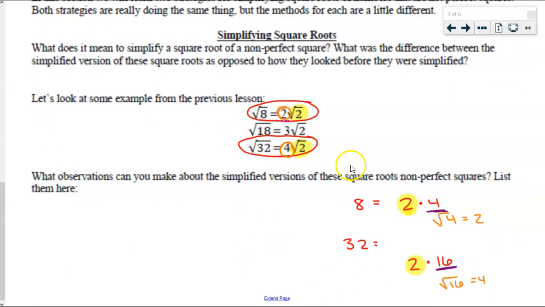We kind of had a hint yesterday where I reminded you that really what we ought to do is look for some factors of 8.